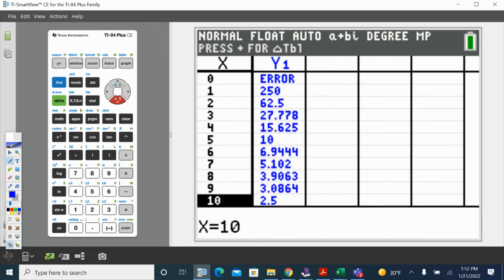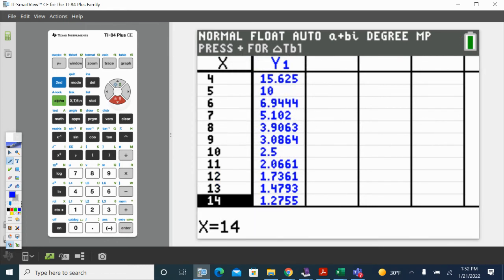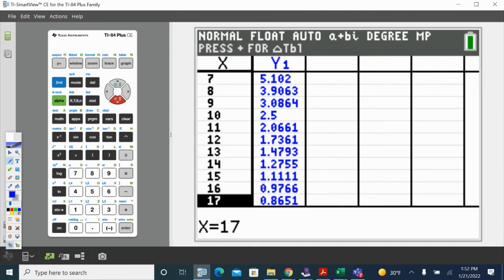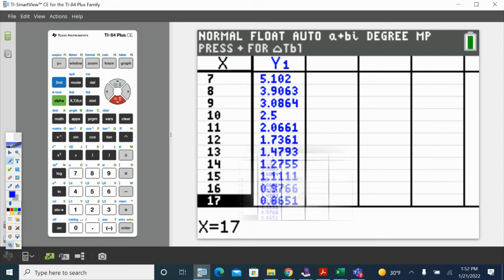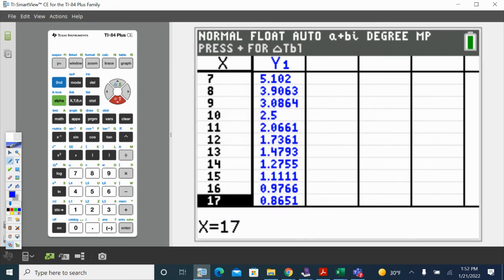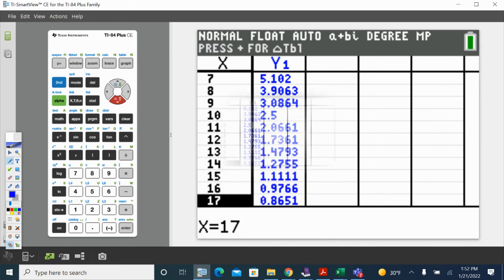What you're going to do is arrow down until you see those y's turn over to a number that's just less than 1. So all the way down here, I'm seeing a number to the left of the decimal. And finally, when I get to 16, there's a 0.9766. That means my answer is up above. The first whole number that we come to is going to be our answer.